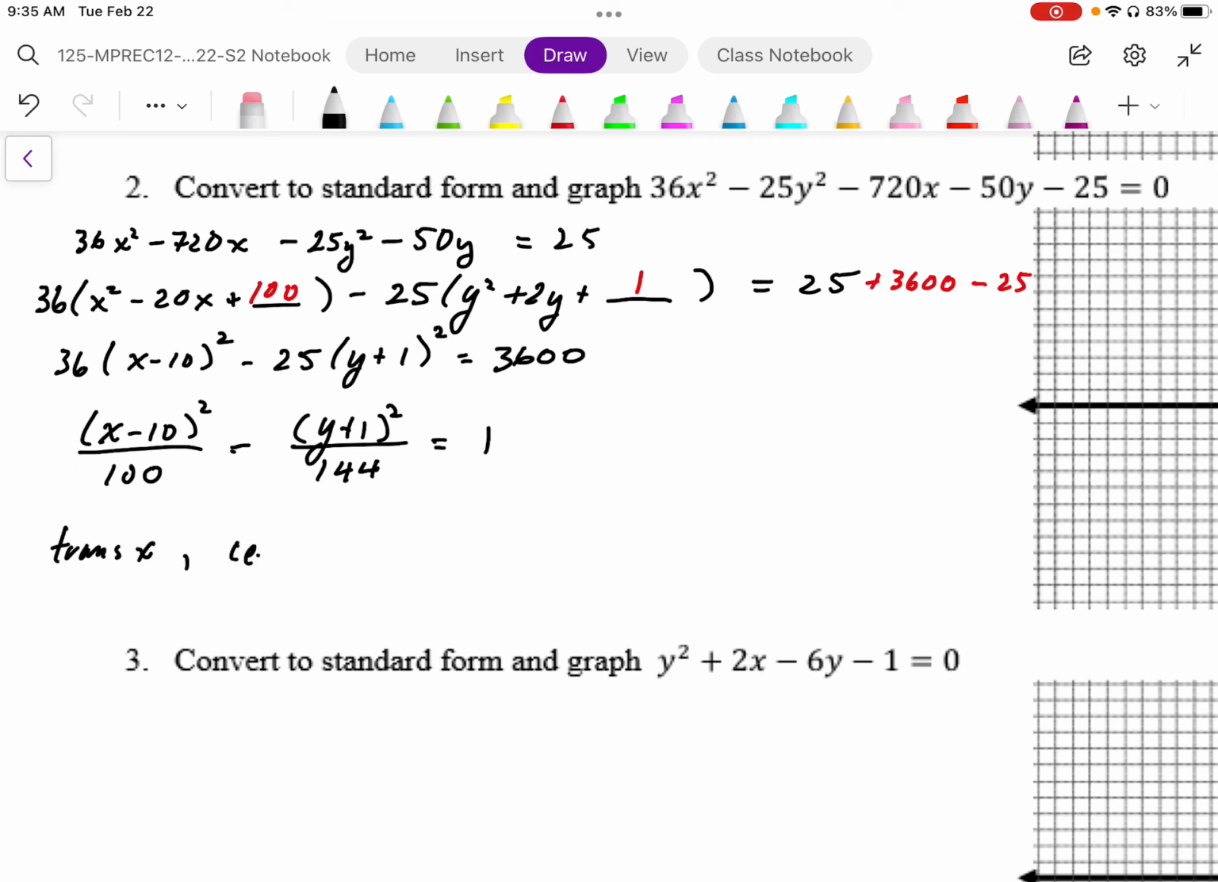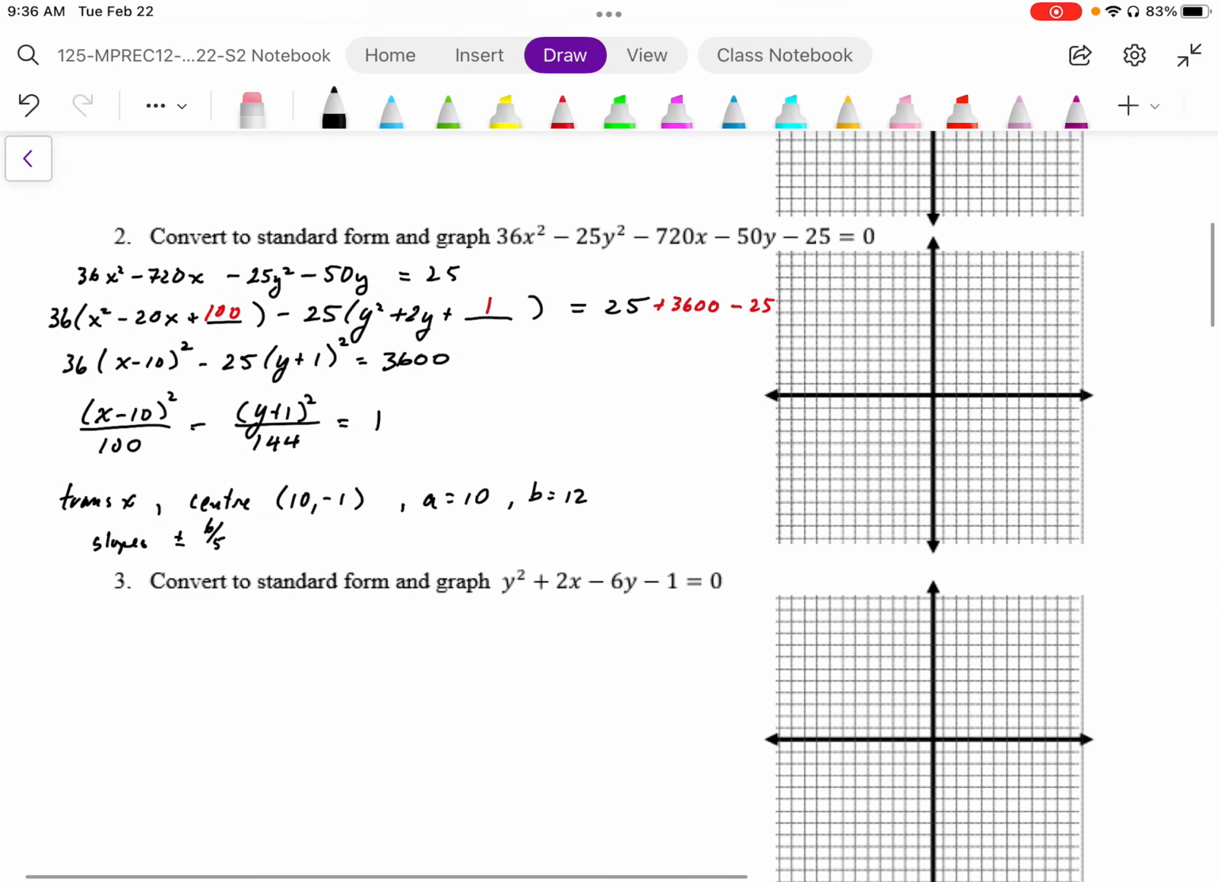The center is at 10, negative 1. And we have our asymptotes, our slopes are going to be, well, let's just identify a is equal to 10, b is equal to 12. So the slopes are going to be plus minus 12 over 10, which I'm going to do as 6 over 5. Okay, so we've got all the parts we need. We just need to now graph this.